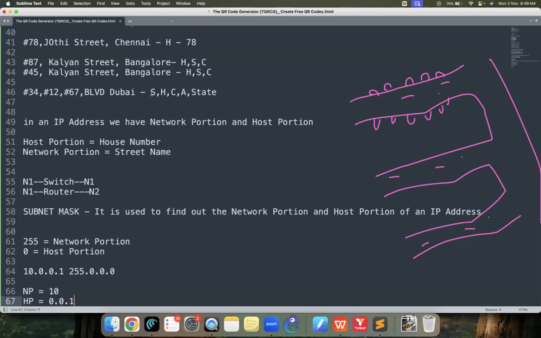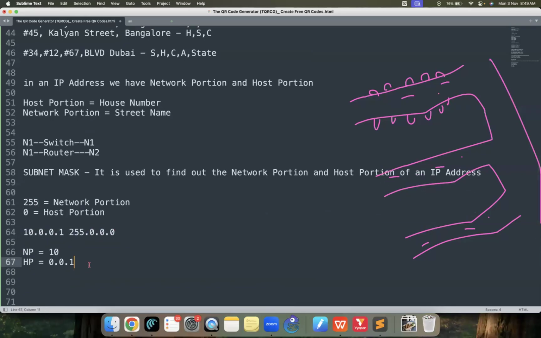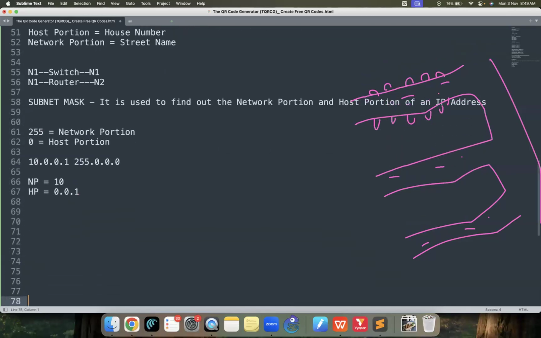Because like in the cheat sheet, I'm simply matching the place value with the given IP address, right? I'm not using any science or magic. Similarly here also, simply match: 255 represents the network portion, so 10 became the network portion, and 0.0.1 became the host portion. Easy. That's it. Very simple.